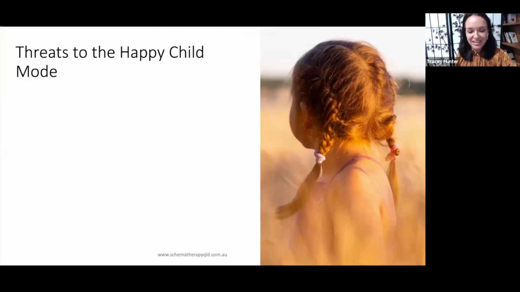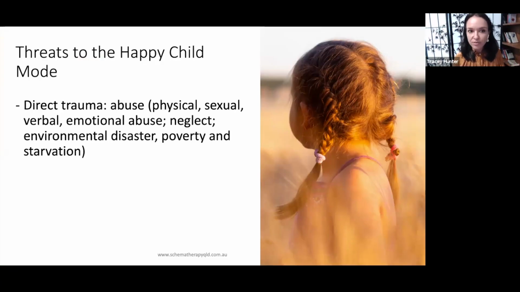All right. So let me talk about some threats to the happy child mode, because that's what we're all about in schema therapy: clearing out the blocks, whatever is blocking these more healthy and adaptive states. We're trying to heal and clear those out. The first obvious threat to the happy child mode is direct trauma: physical, sexual, verbal, and emotional abuse and neglect. But also environmental disasters, poverty, starvation, those types of things.